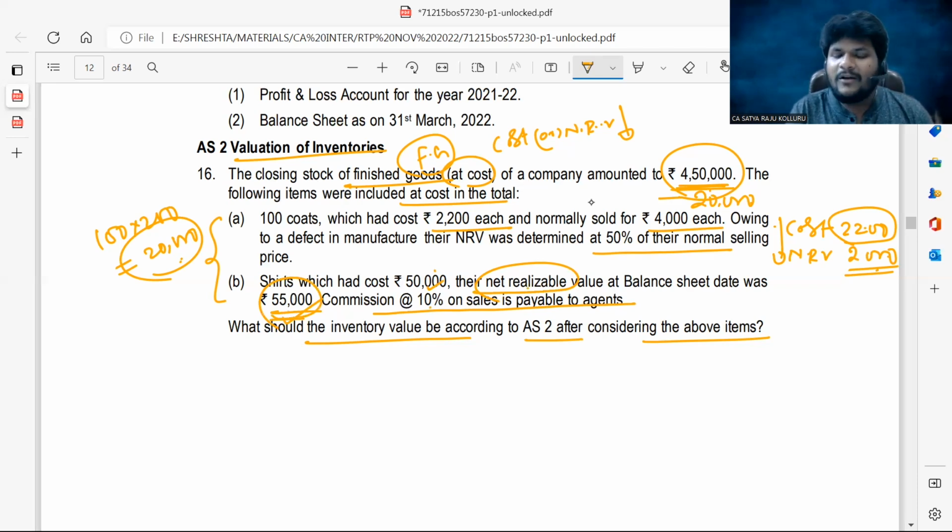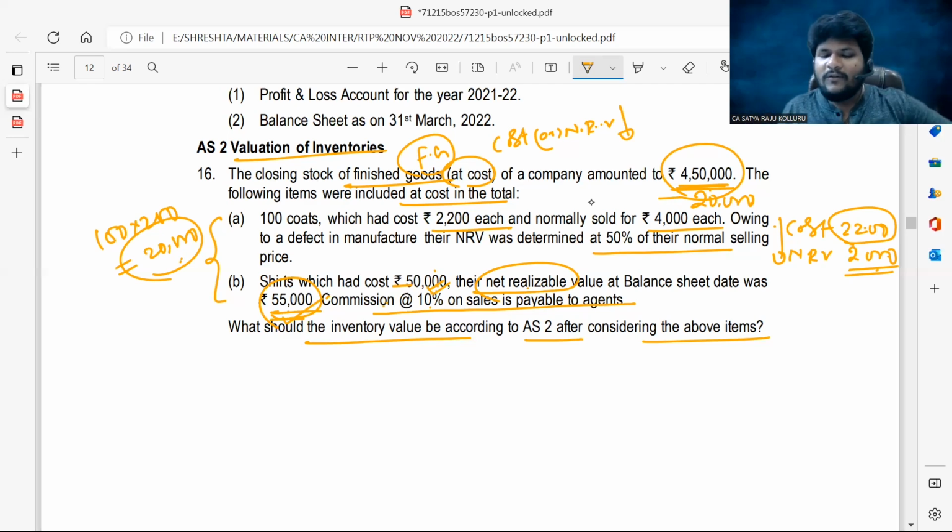That means the cost incurred to realize a specific asset was already reduced. The cost which they incurred to realize the specific inventory was already considered. That means after reduction of this commission, the net realizable value itself is given at 55,000. So 50K or 55K, whichever is lower, means 50K only. They already included it with cost only. That's why no need to make any adjustment.